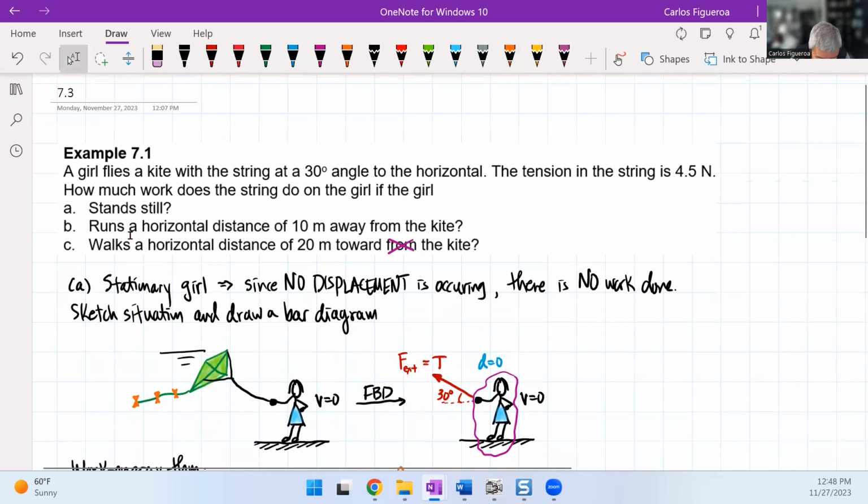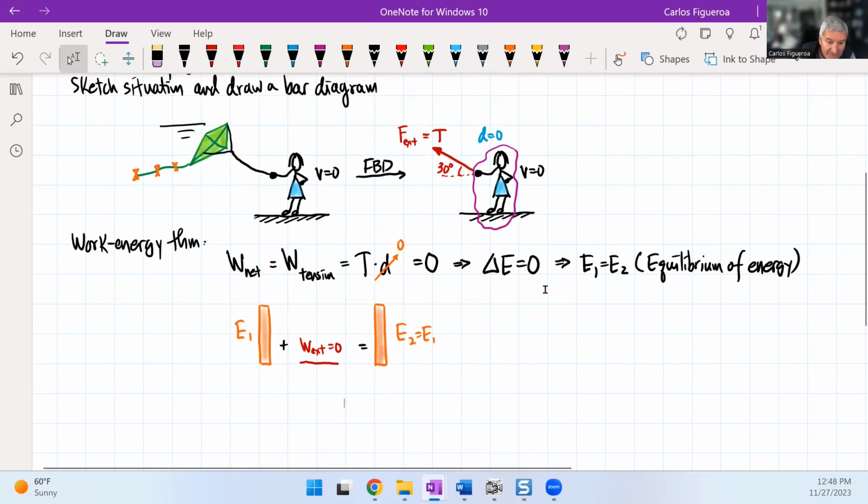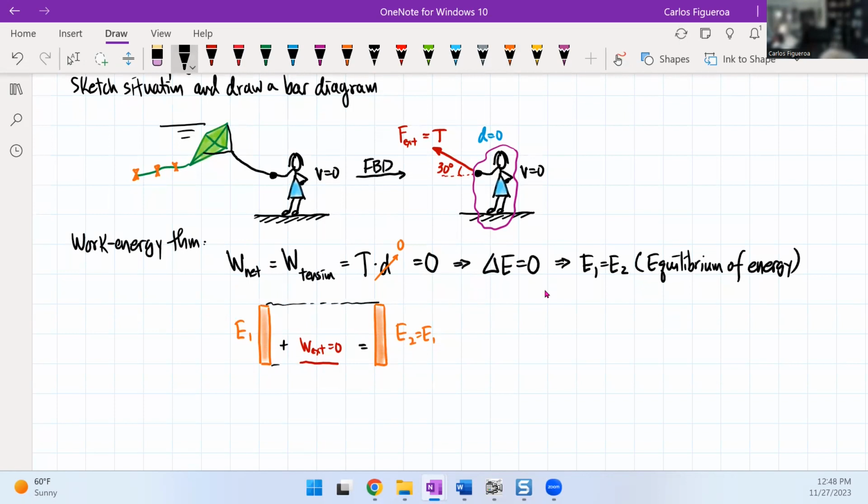Now, if I come back up here, now the girl runs. The girl runs a distance of 10 meters. So let's go look at this situation. By the way, I should say that the combination of these two should be exactly the same, because the work-energy theorem says that E1 plus the external work has to equal E2. Since this external work is 0, it does not change the energy. So now let's go to B.